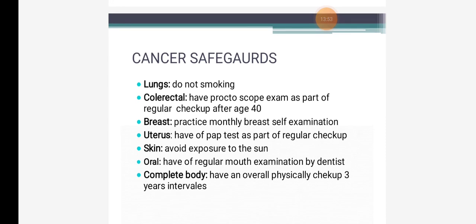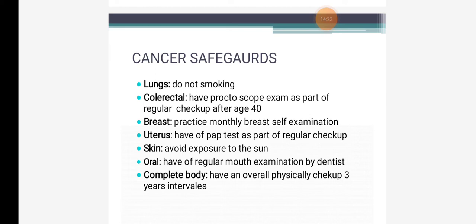Now we'll see cancer safeguards, or some points or practices that we can include to prevent cancer. For lung cancer, do not smoke. For colorectal cancer, have a proctoscope examination as a part of regular checkup after age 40. In breast cancer, practice monthly breast self-examination. For uterus, have a Pap test as a part of regular checkup.